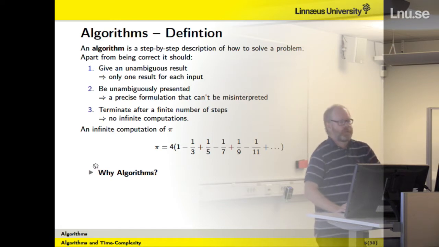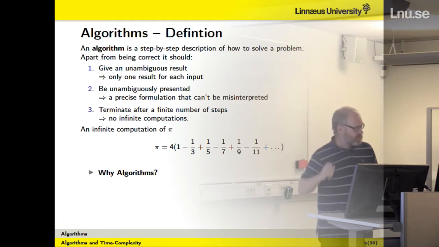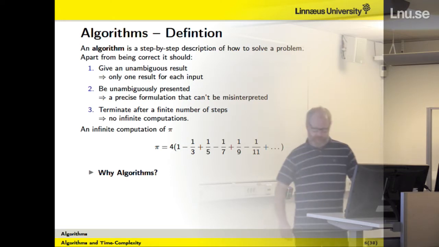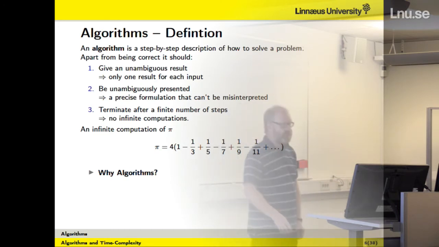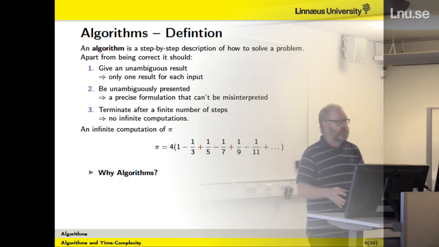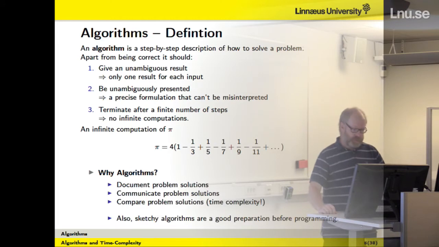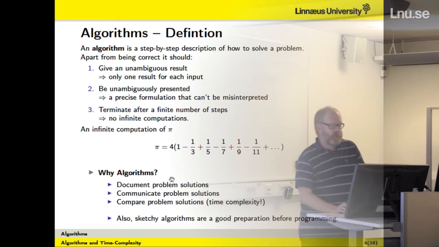Why do we write down algorithms for things? For solving the problem. Yeah, you can do it as a part of your own problem-solving process, but most important is to document solutions and give them away to other people. Communicate. Yeah, so document problem solutions.